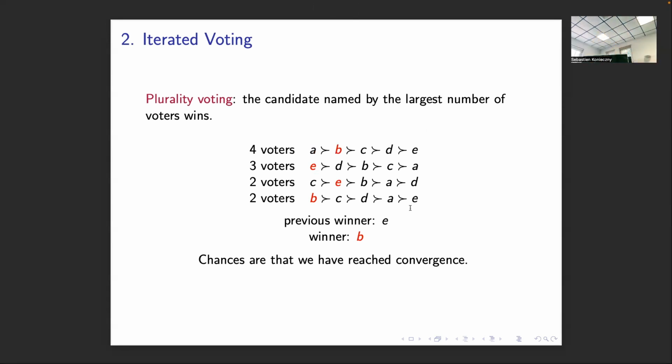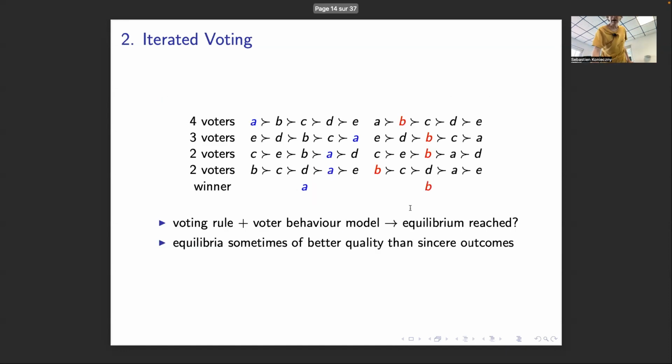So these 4 voters, they're not happy at all with E, and they see that if they switch to B, then B gets 6 votes, which is more than E. So they switch to B. And then once we're here, we have reached convergence. I mean, there is no profitable deviation anymore. And we stick to that choice, which is B. And in practice, we wait long enough and see that nothing changed and that the votes are stabilized.